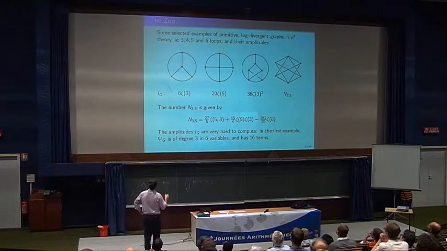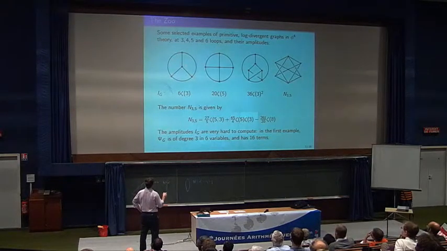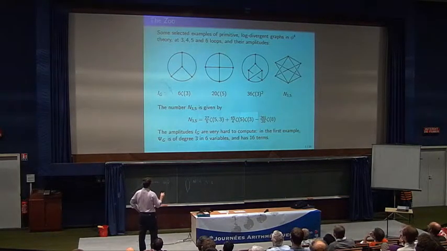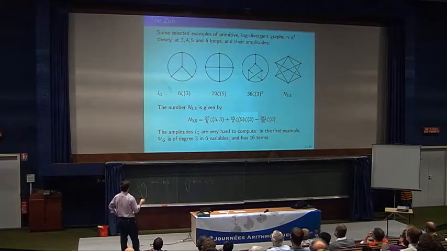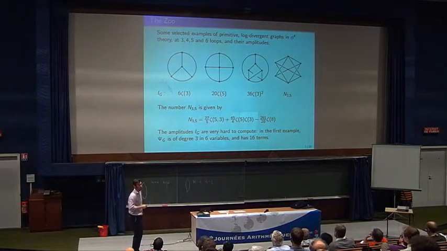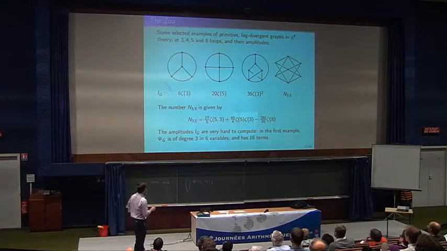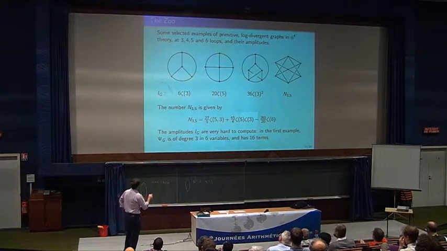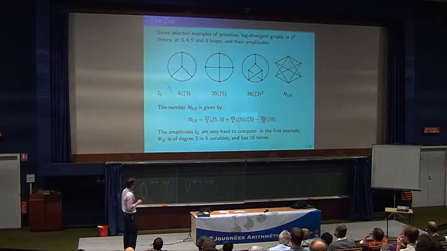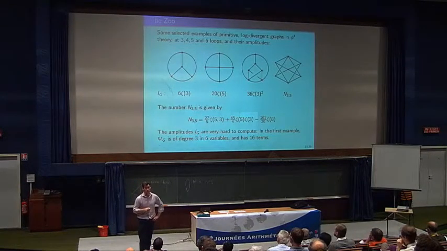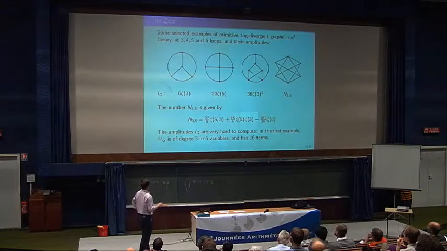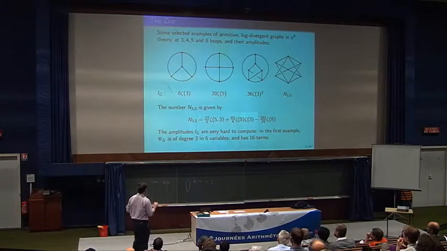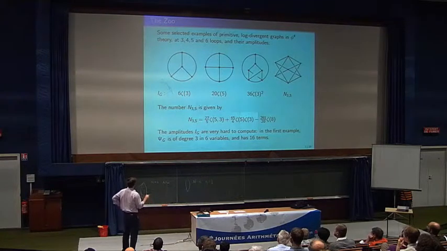The next non-trivial example is at 3 loops. There is a unique primitive log-divergent graph at 3 loops, the wheel with 3 spokes here, and its integral gives 6 times Riemann zeta of 3. I should say at this point, these integrals are very hard to compute. In this example, the graph polynomial is of degree 3 in 6 variables, so it's a very high dimensional integral. The graph polynomial itself has 16 terms already in this case, and the integral is extremely singular. So it's very hard to get this even numerically without scratching one's head quite a lot.